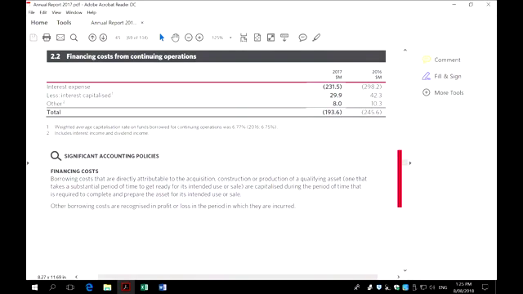Okay. In note 2.2, you will find more information about the financing cost. Different companies, depending on the nature of their business, the financing cost can be quite different. So you need to go and read the notes and try to understand the structure of the financing cost, what's included there, and what's the reduction of the financing cost, especially the capitalized interest.